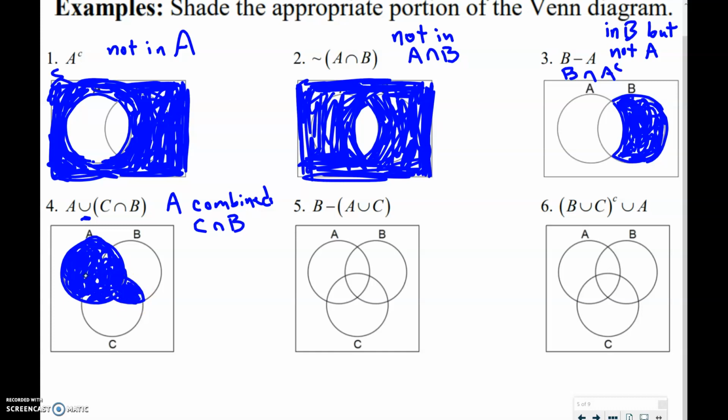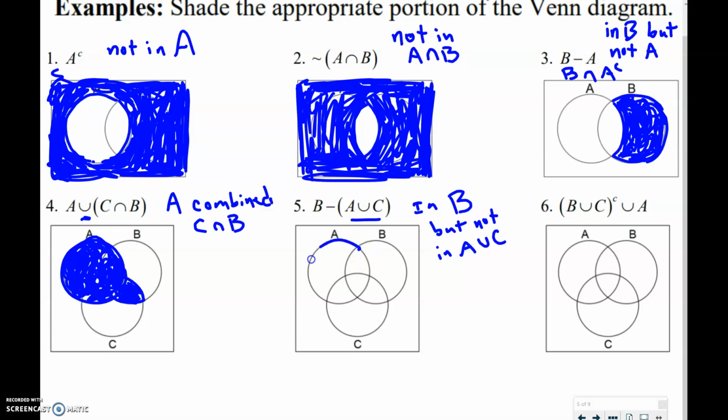All right, number 5. Notice the minus sign. So that is everything in B, but not, or take out, so you can't go into A union C, right? See that minus sign right there? And this is A union C. So we're doing everything in B, but we are leaving out anything that's in A or C.